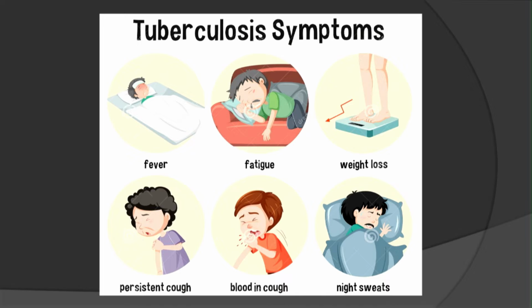So, what are the clinical manifestations of the disease? Usually there is fever, because there is infection, fatigue, weight loss, persistent cough, blood in cough, or what we call hemoptysis, and also episodes of night sweating. Persistent cough and blood in cough are clinical manifestations of respiratory disease in general, but here the episodes of night sweating might increase the suspicion of pulmonary tuberculosis.